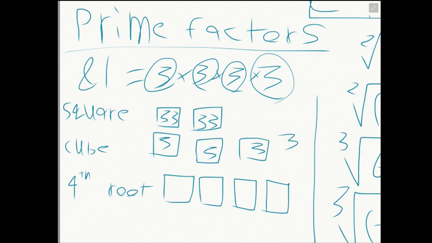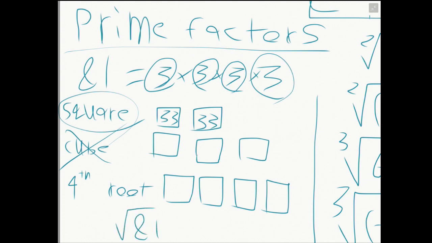You can't split that up into 1, since 3 times 3 times 3 times 1 to the power of 3 won't give you 81. That will only give you 27. So in this case, 81 is not a perfect cube, but it is a perfect square. What about its 4th root? So its 4th root would also be written like this.